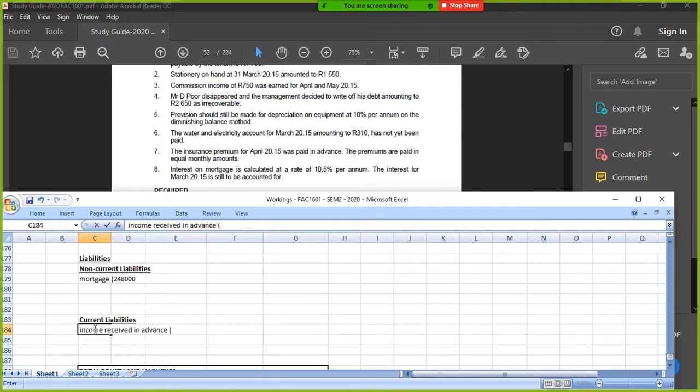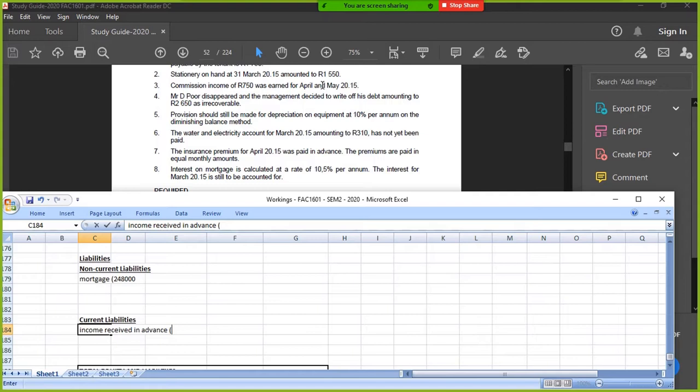Okay, the income received in advance, commission income of 750 was earned for April and May. Okay, what was your interpretation? This 750, is that the total for April and May? Did you go with that as well? Because to me, if I read this, does that mean 750 is for April and May? So in other words, 2 months of 750, or are they saying commission income for both months is 750? I went with 750 being for both months. That's my initial impression. That's how I would interpret it.